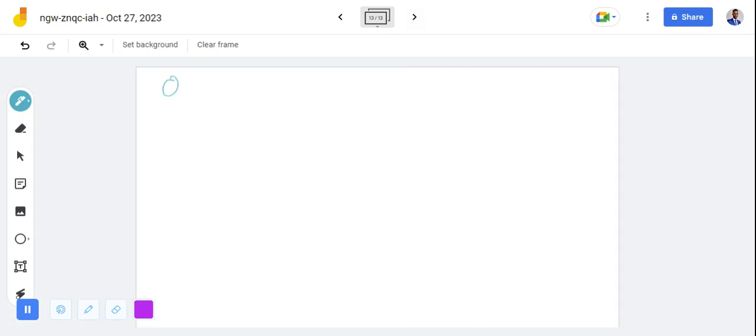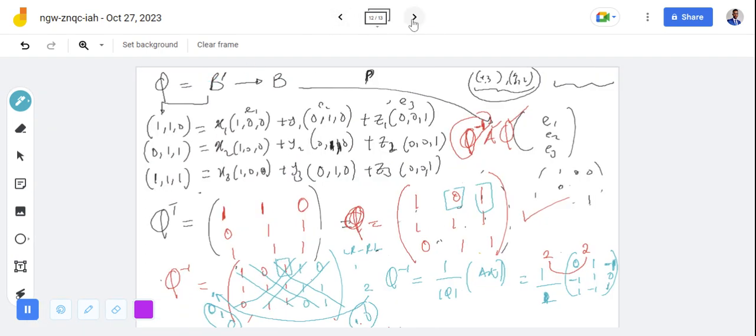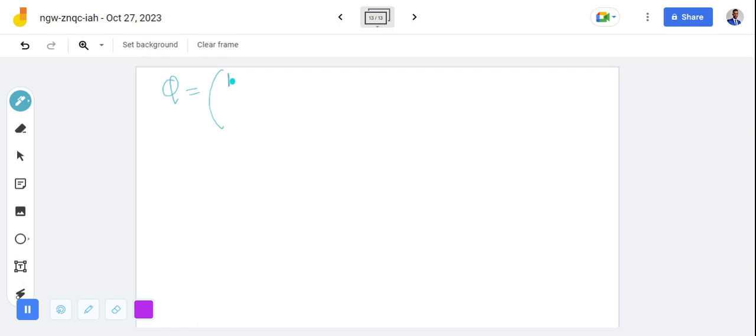So what did I get as Q? Let me write it out again. My Q is 101, 111, 011. For my Q inverse, you can just use your calculator straight up. If you use your calculator, you will get 01 minus 1, minus 110, 1 minus 1 1. This is what you will get as your inverse.